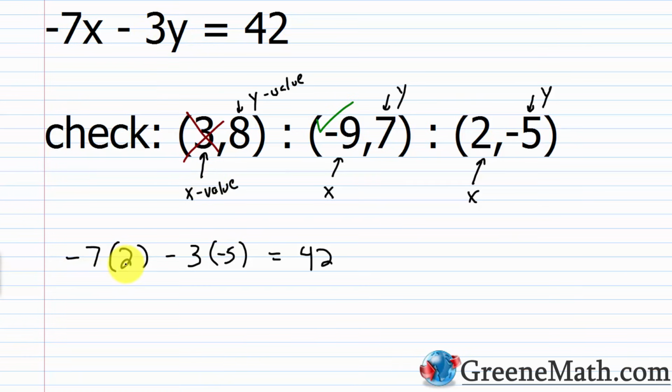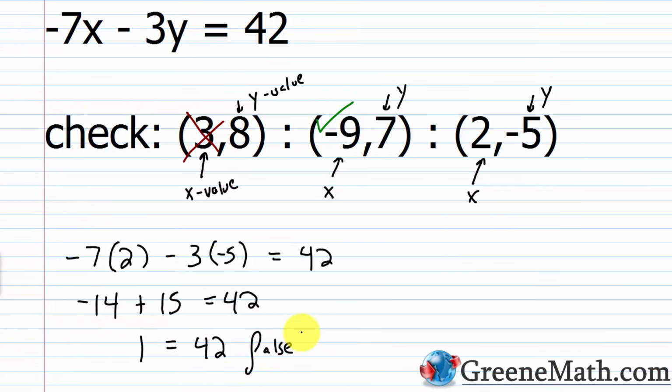So I have negative 7 times 2 minus 3 times negative 5 equals 42. Negative 7 times 2 is negative 14. Negative 3 times negative 5 is 15, so plus 15, equals 42. Negative 14 plus 15 is 1, and 1 is not equal to 42. This is false. So this doesn't work out.